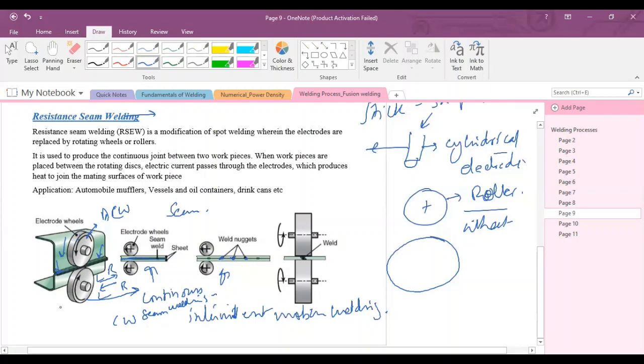During seam welding, a proper seam or joint will form, and in intermittent motion welding, spots will form. Periodic current will be applied at the position of the spots. And in all types of welding, these rotating wheels rotate continuously with uniform velocity.